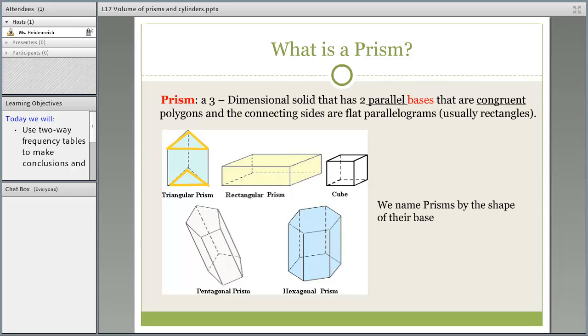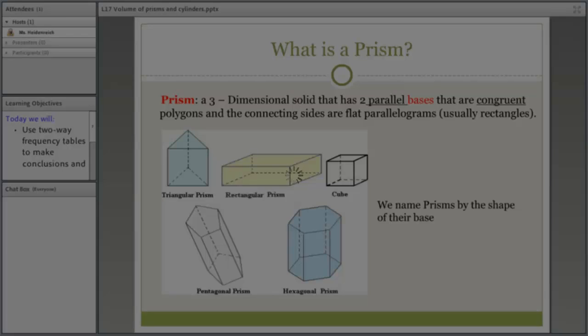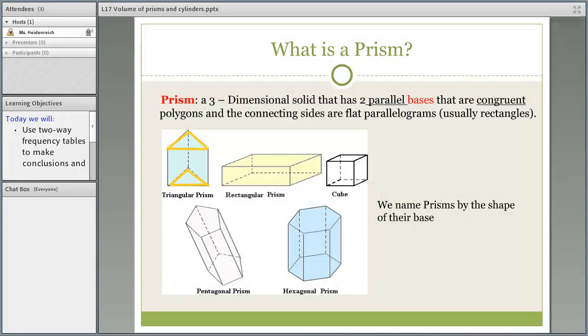We name prisms by the shape of their base. Okay, so just to let you know, this one here on the bottom is called a pentagonal prism, and that's because the bases are pentagons. And there are two of them. They're identical, they're congruent, and they're parallel to each other. So that's why we call that a pentagonal prism. The other one is a hexagonal prism. We've got two bases that are hexagons. They're parallel to each other. They're congruent. So that's why this is a prism.